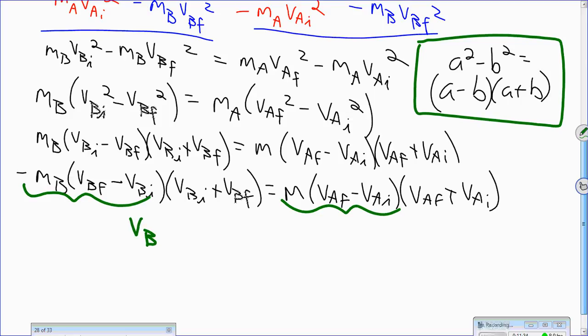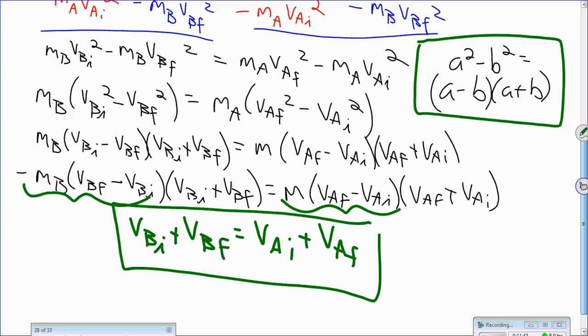The velocity of B initially plus the velocity of B final is equal to the velocity of A initial plus the velocity of A final for any elastic collision. So, in English, if you take the initial and final velocities of your objects and add them together, you're going to get the same thing. You know what I mean? The initial plus final velocity of A is equal to the initial plus final velocity of B, regardless of what the mass is.